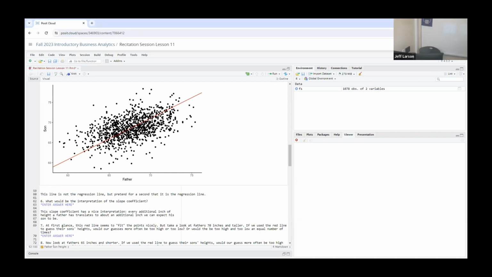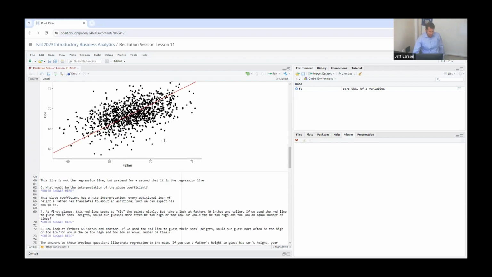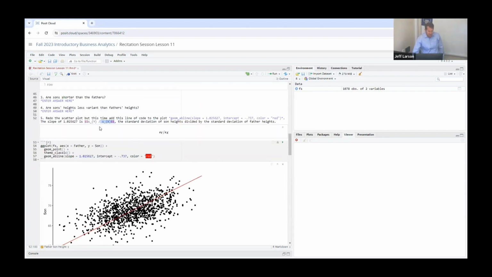If that father is actually 6'1", we expect their son to be 6'1". If that father is 6'2", we expect the son to be 6'2". Every inch the father grows, we expect the son to be an inch taller. That is, if this were the regression line. It turns out it's not the regression line. But it's like not a bad first guess, right?